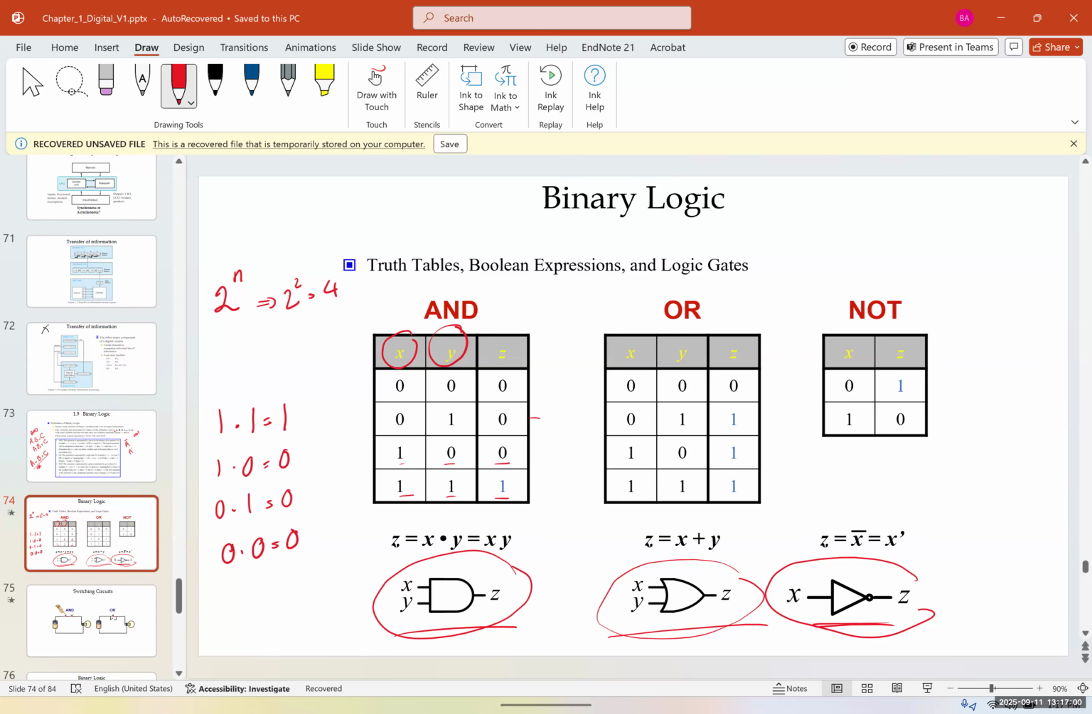And finally, we have the NOT gate or the NOT binary logic. And we show it with the prime or the bar. Whatever X is, Z is the opposite of X, or it's not X. So if X is 0, Z would be 1. If X is 1, Z would be 0. Sometimes, in some books, we show the NOT gate simply with a circle. This is also a NOT gate. The symbol is also shown with a circle.